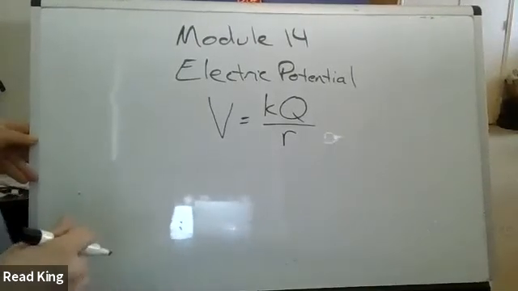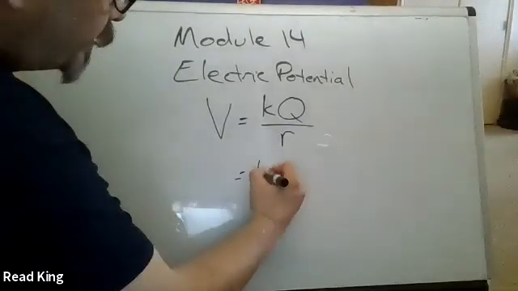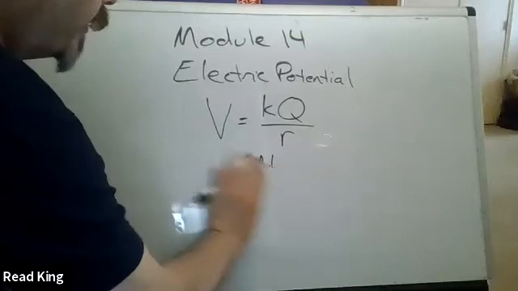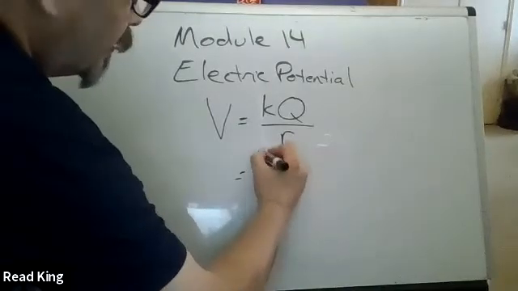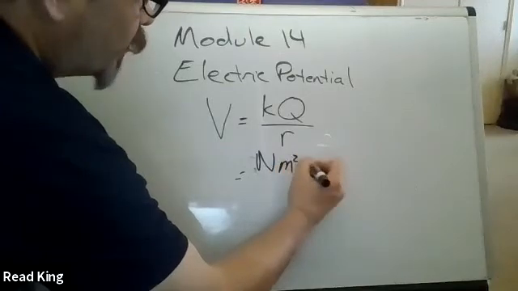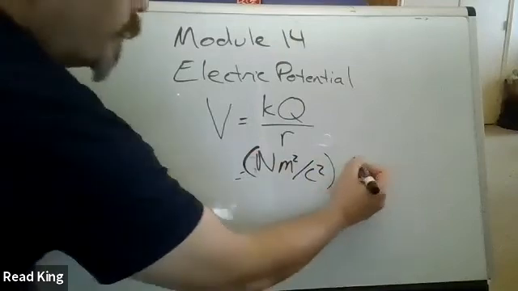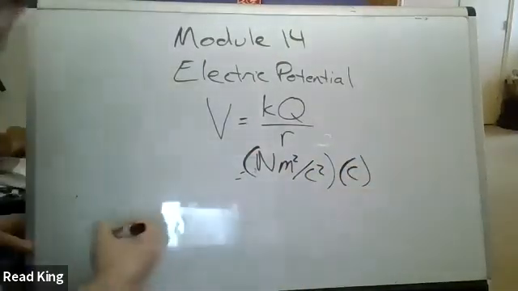So what units are we working with here? Well, let's take a look. K is newton meter squared per coulomb squared. So that's the K. We're going to times it by a coulomb.